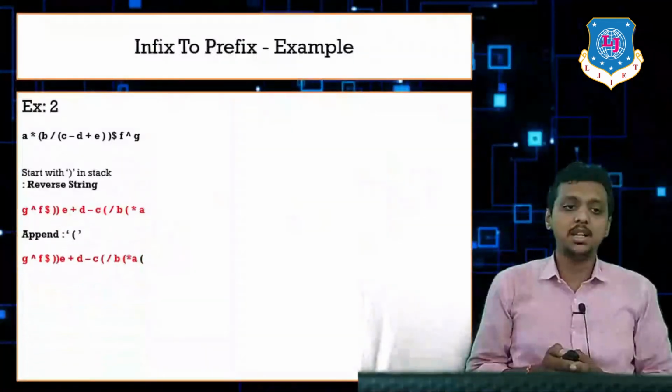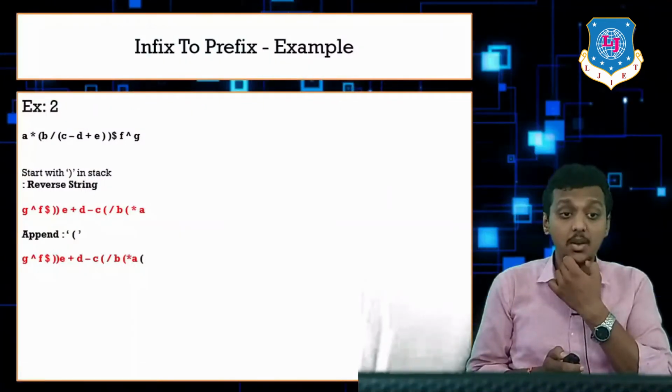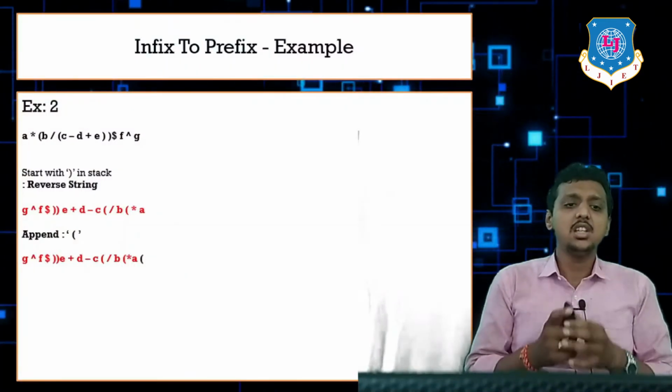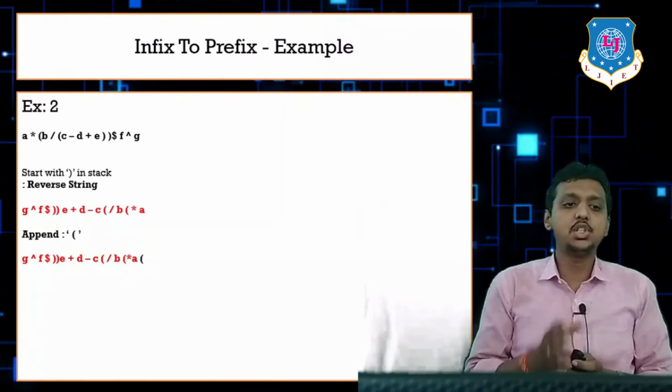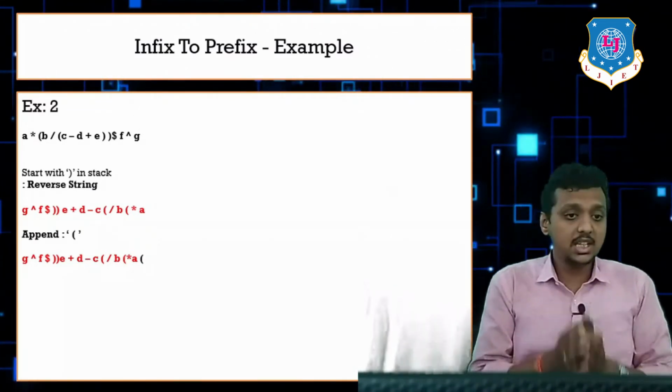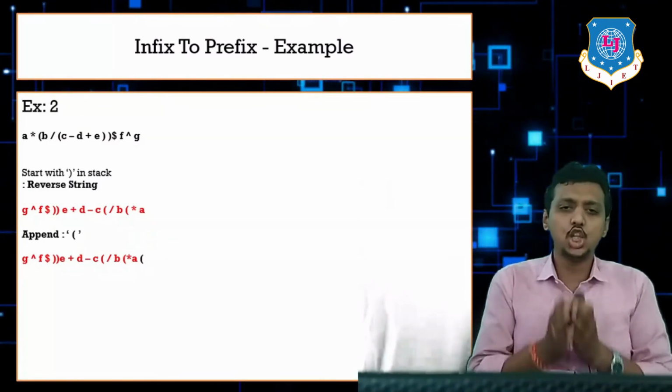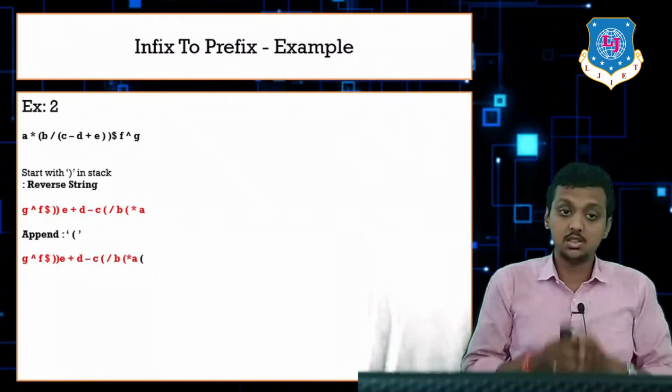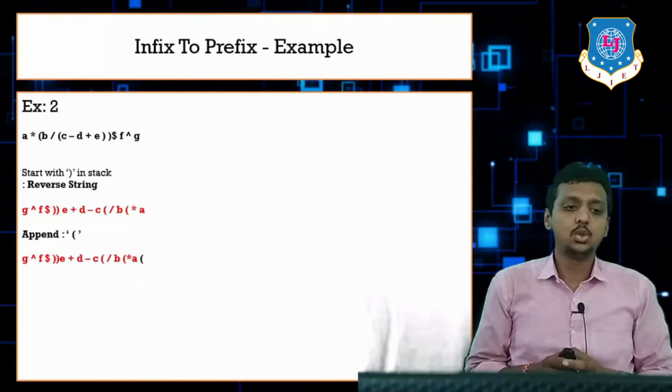So let's take another example to understand it in a better way. Here I have my string: A * (B / (C - D + E) $ F ^ G). This is a huge example, so let's solve it together.